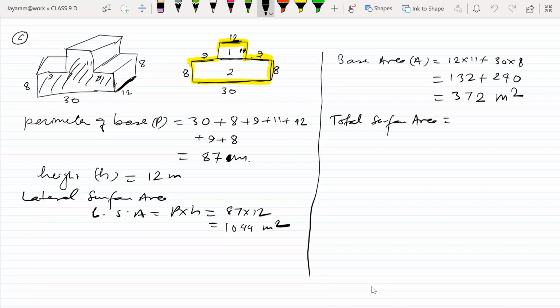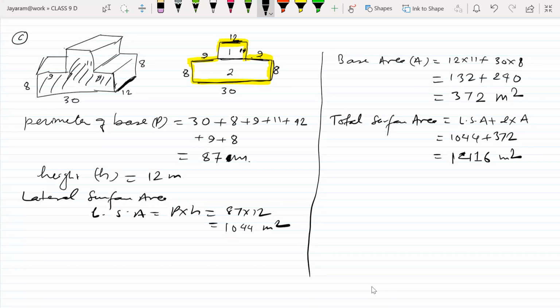Supreksha, is my screen visible? Yes, sir. Total surface area is LSA plus 2 multiplied by the base area. That means 1044 plus 372, which is 1416 meter square. Now this is the total surface area.